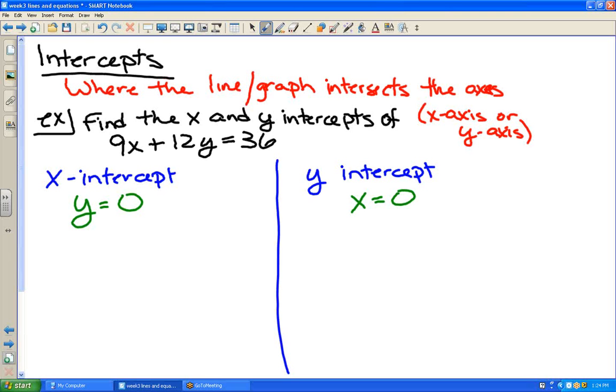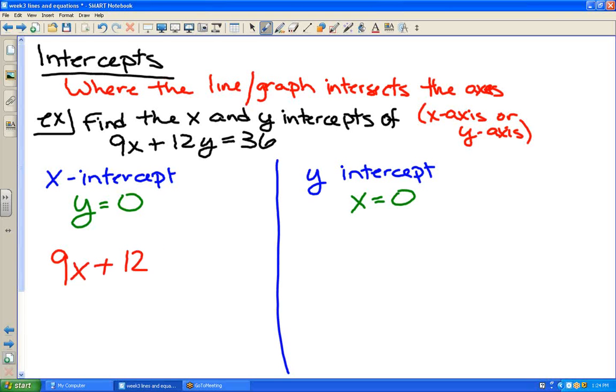9x plus 12y equals 36. All you're going to do is do 2 separate problems, even though it looks like 1, it's really 2. And for the x-intercept, I see to start with y equals 0, so I'm going to rewrite the problem. 9 is already part of the problem. X, I didn't tell myself anything about the x. I'm looking for the x. So it's staying in the equation. Plus 12 is part of the problem.